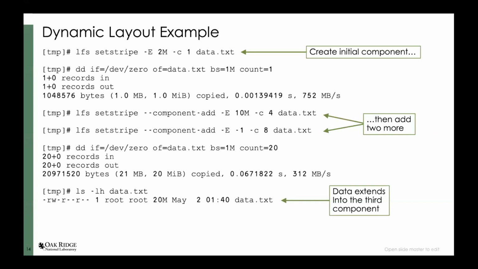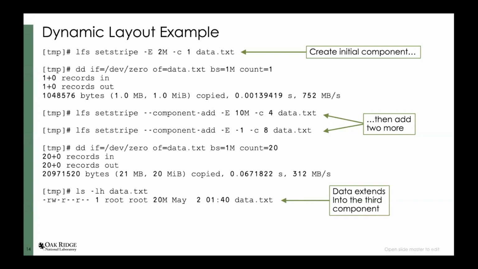And this example here kind of shows that process of dynamically adding components. We start by using lfs setstripe to create a component that goes from 0 to 2 megs with stripe count 1 on the file, and that's the only one that we initially set. And if we want to, we can begin writing some data into it. So if we put in a meg of data, it writes in, everything's fine.